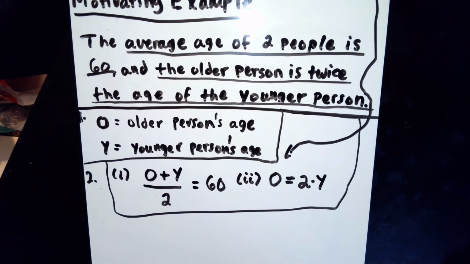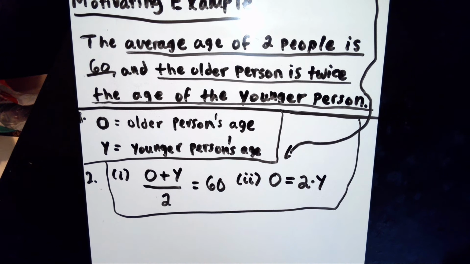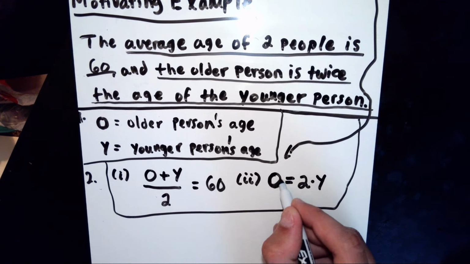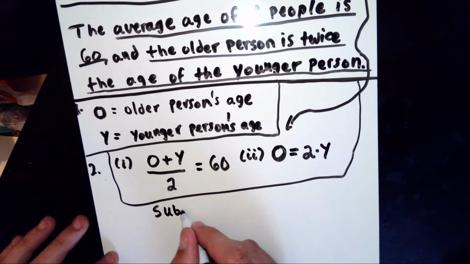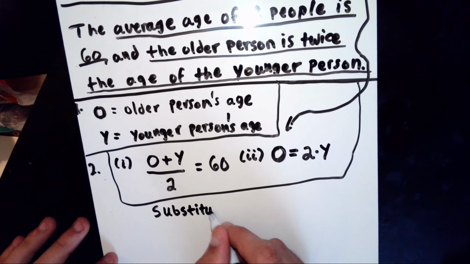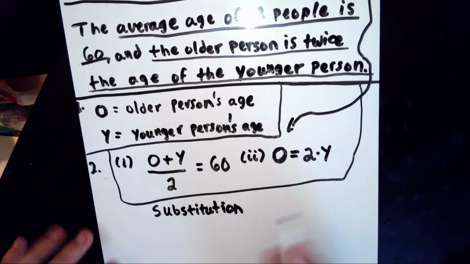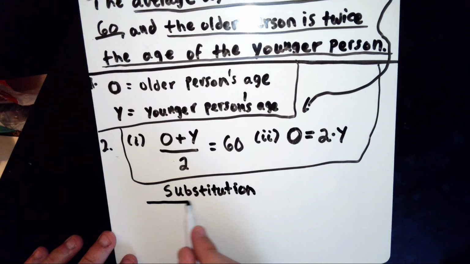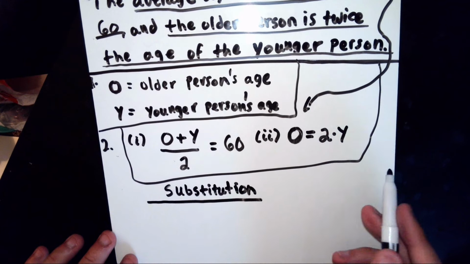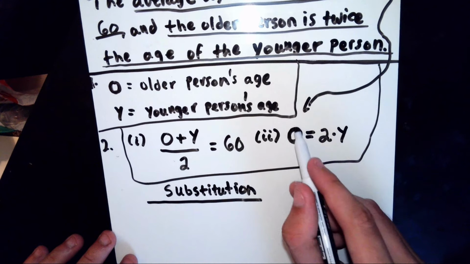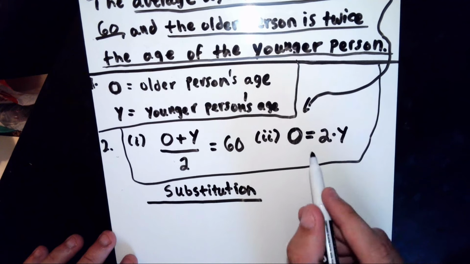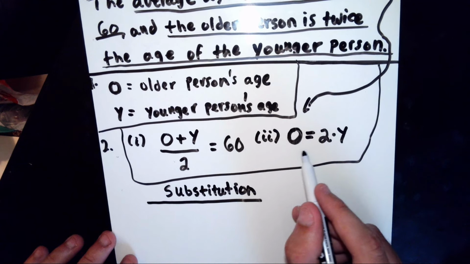So now to figure out this problem, we just need to solve this system. Let's go ahead and do that here. We can see that O is already solved for. So what we're going to use is a method called substitution. In this video, I'll introduce substitution. It's a method you can use to solve systems. So we take the variable that's already solved for, the older person, O equals 2 times Y. That's why we're taking this equation, because it's already solved for O.